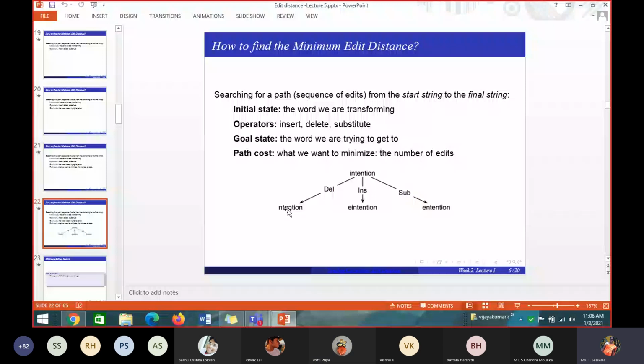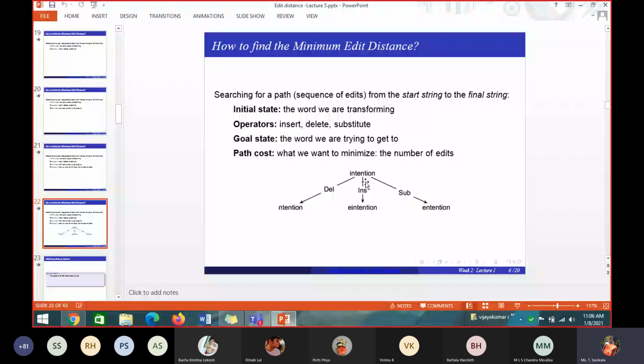Take the word intention. If I take the first character in intention, I is my first character. If I apply a delete operation, what will be my output? I get "ntention". This is for your understanding. Delete means one character is deleted from the input string.